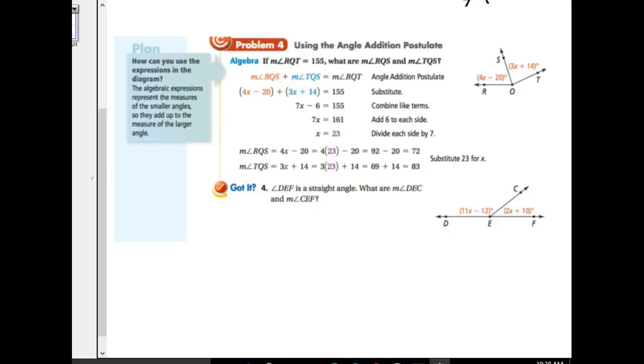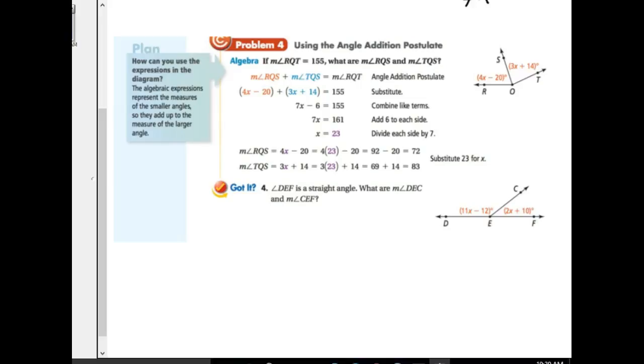Hello, we're looking at Geometry Part 1, problem number 4, found on page 30 of your textbook. This is talking about how to use the angle addition postulate, which means you can add two angles together to get one big angle. In the example here, it says if angle RQT, which is the big one right here, is equal to 155 degrees. That means the whole big angle is 155 degrees.